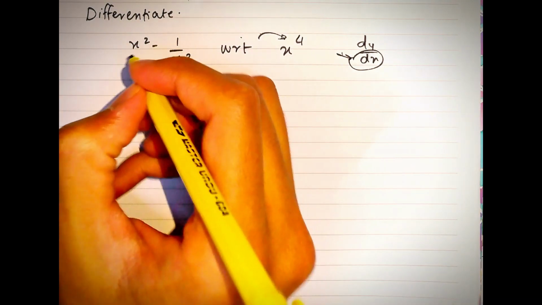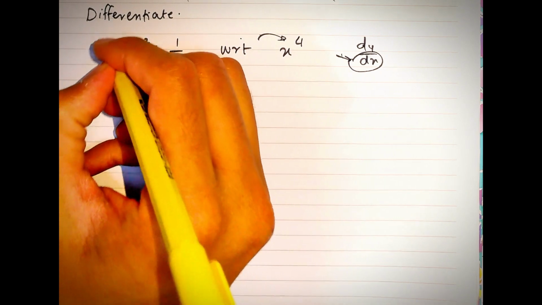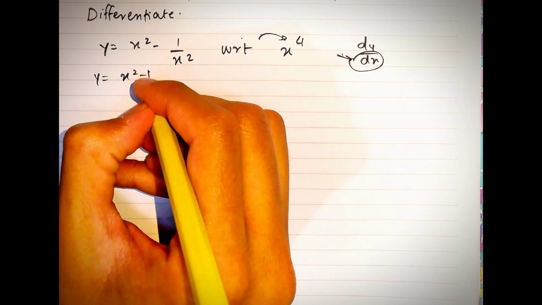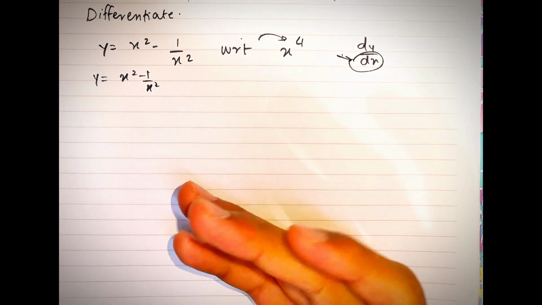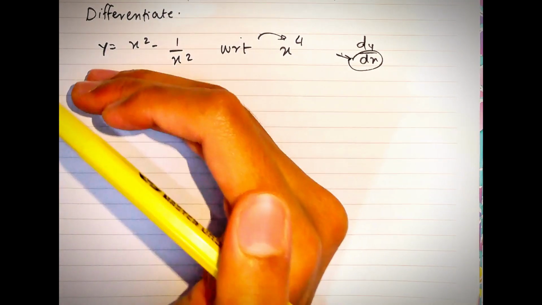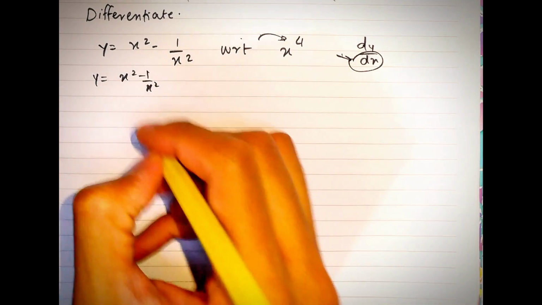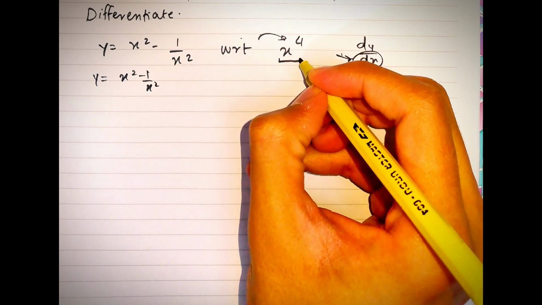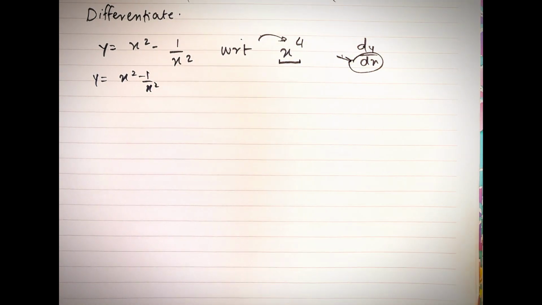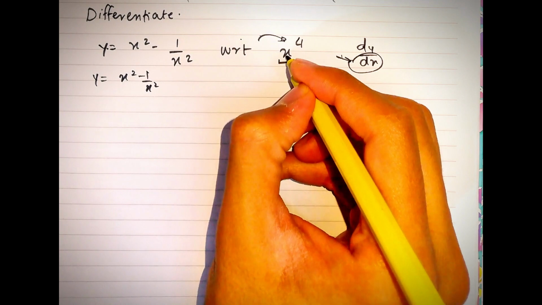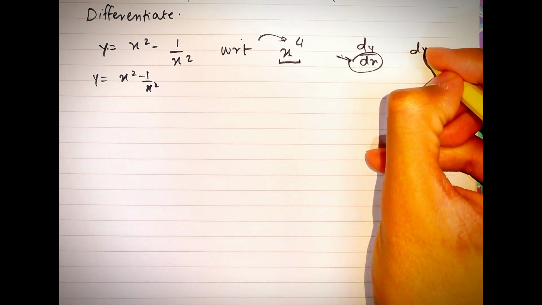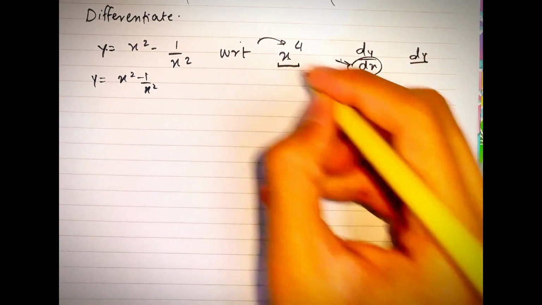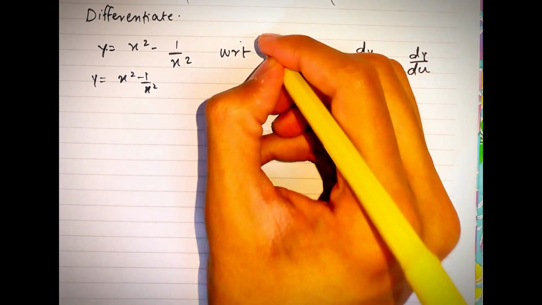So you have to let this function equal to y. Y would be my (x² − 1)/x². So I've just introduced a second variable. Now I want the third variable. I could continue finding the derivative dy by dx, but he asks that you have to find it with respect to x⁴. I want the derivative of this with respect to this. So I want dy by du, where y is this thing, and this, x⁴, would be my u.